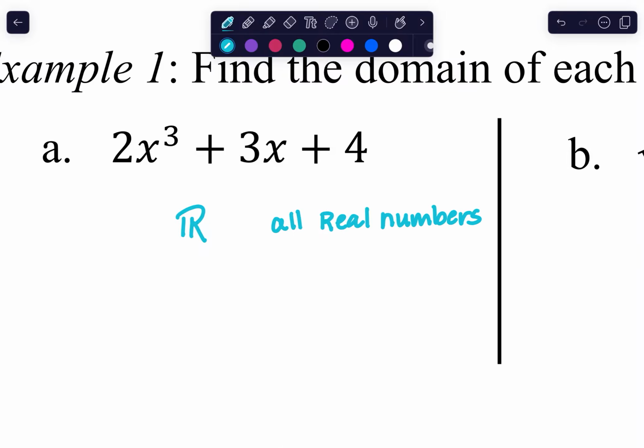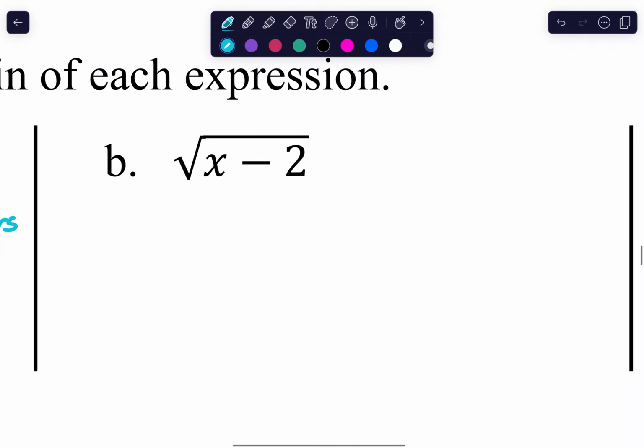For part B, we see a radical sign. Anytime you see a radical sign, you take what is underneath your radical. In this case, we have x minus 2. That's the only thing underneath of it. We set that greater than or equal to 0 and then solve. To solve it, we add 2 to both sides, so x is greater than or equal to 2. That is my domain. That tells me exactly what numbers I can plug in there. So we can say the domain is all real numbers greater than or equal to 2.